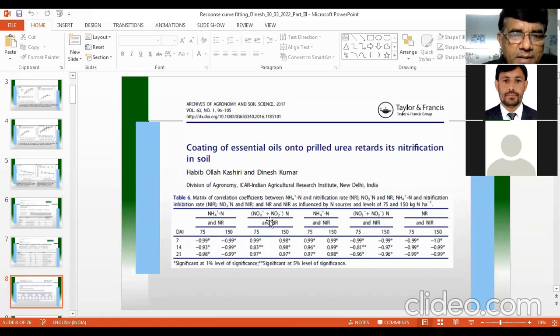Similarly, in case of nitrate and nitrification rate, NR is your nitrification rate, they have positive correlation. But here correlation is negative. So you can see at 75 kg dose, it is minus 0.99. So that we can work out the significance. I have told you how to calculate the correlation coefficient. We can calculate the correlation coefficient and see if they are significant. If they are significant at 5%, put 1 star. If they are significant at 1%, then put 2 stars. There is some mistake in the bottom here.